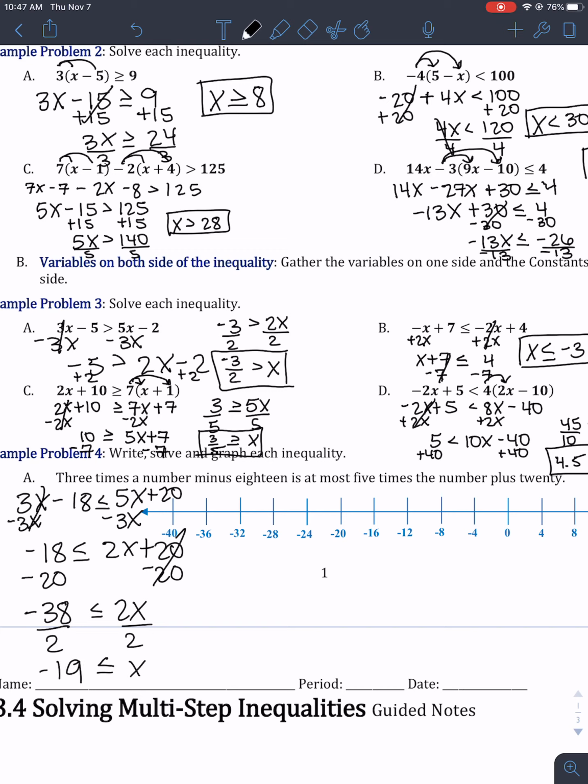All right, so negative 19 is somewhere in here, about there, and since it's a closed-in circle, and you're going to shade to the right.